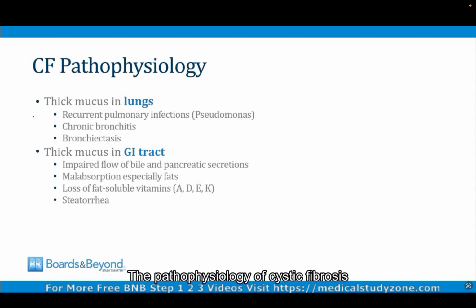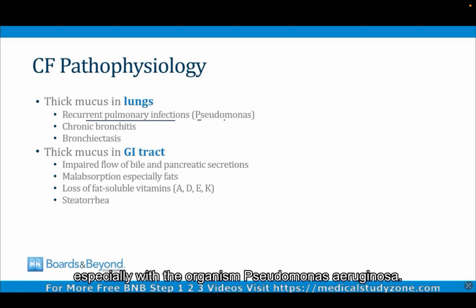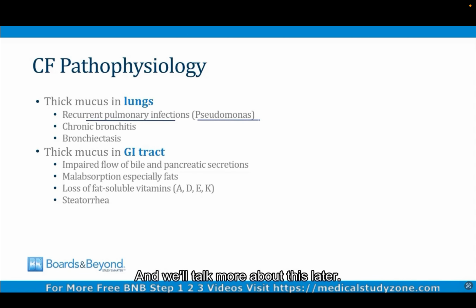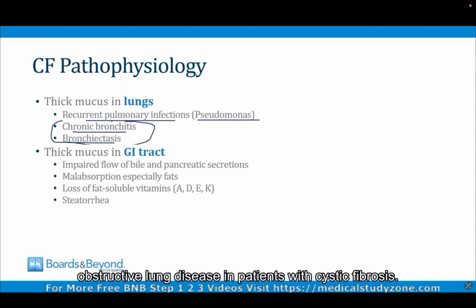The pathophysiology of cystic fibrosis involves abnormalities caused by thick mucus in different organ systems. In the lungs, the thick mucus leads to recurrent pulmonary infections, especially with the organism Pseudomonas aeruginosa, and we'll talk more about this later. Thick mucus can also lead to chronic bronchitis and eventually bronchiectasis, and both of these problems can cause obstructive lung disease in patients with cystic fibrosis.